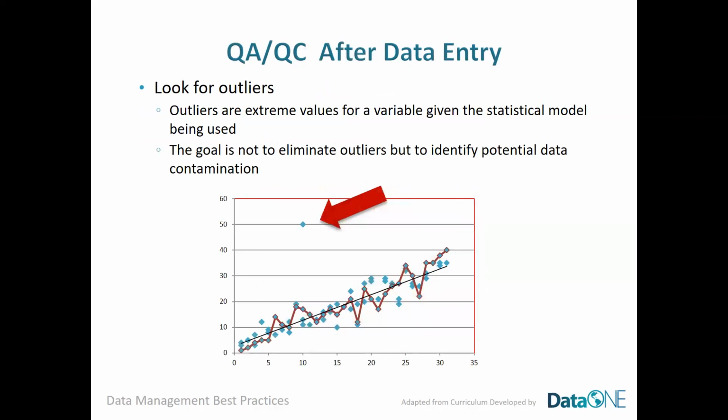Another strategy for quality control after data is entered is to look for outliers. Outliers are extreme values that may or may not be correct. If you can plot your data on a graph like shown here, you'll be able to spot these outliers more easily. And the goal is not to eliminate outliers, of course, but to flag them, to go back and look to see, is this a legitimate outlier? And if so, we want to keep it, or is this an error that we want to fix? And you want to do that early on before you start running analyses so that it doesn't mess up your analysis.